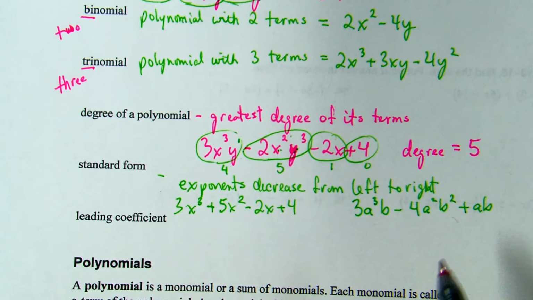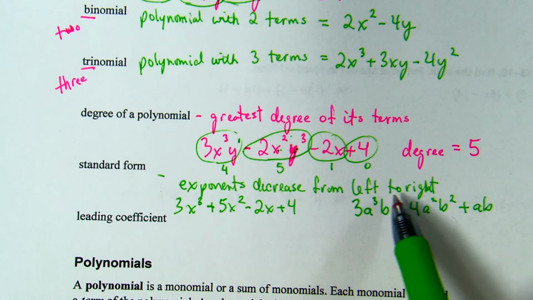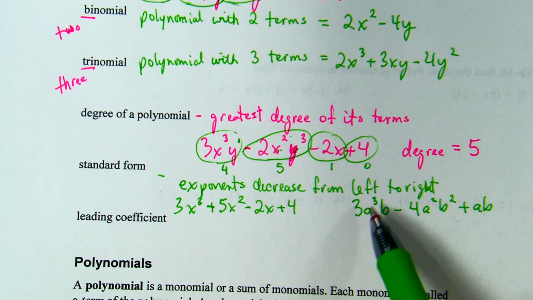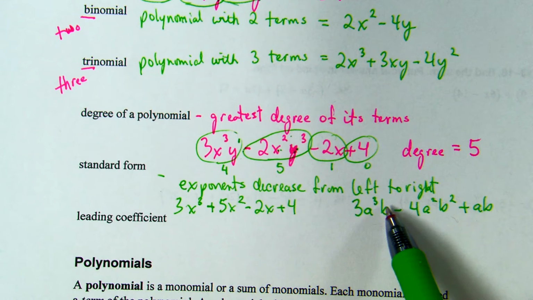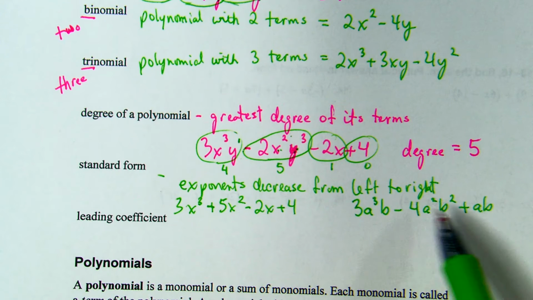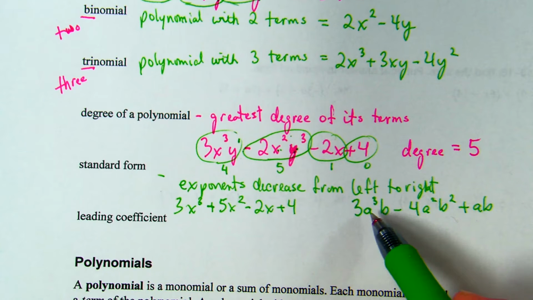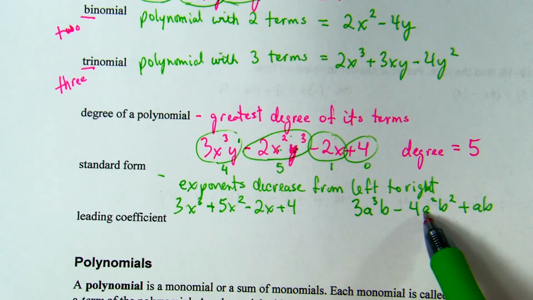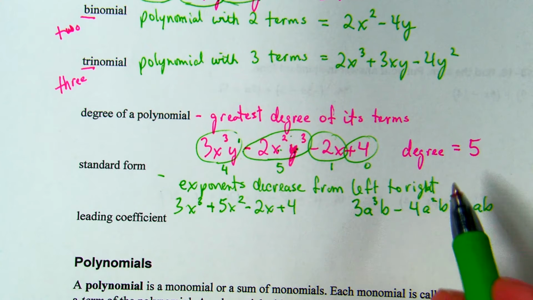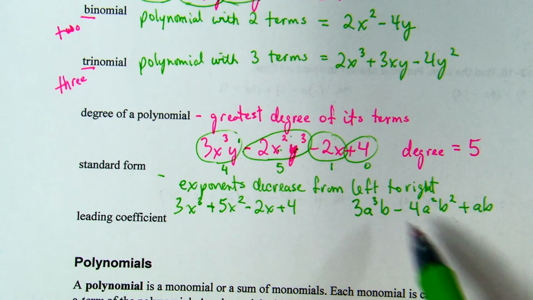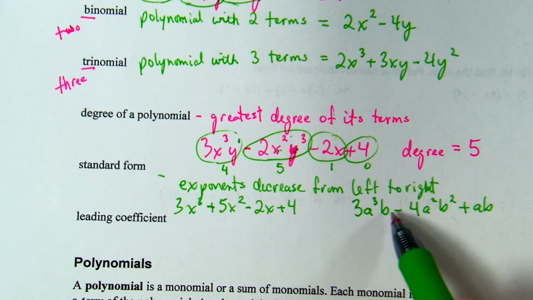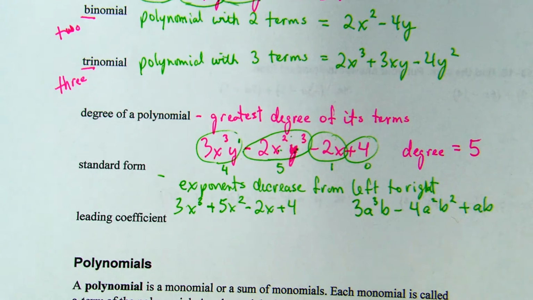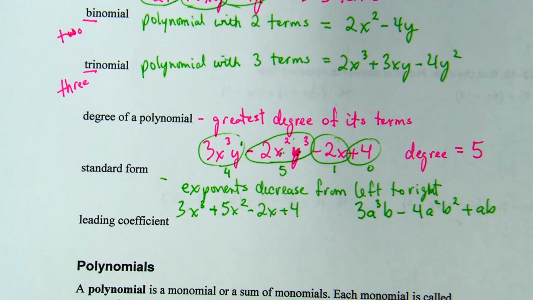Okay, well, if you look at this term and this term, they both are degree 4, because you have 3 and 1 here, and 2 and 2 there, which both equal 4. But I have an a cubed, and so a cubed takes precedence over an a squared. So in this case, the standard form with mixed variables is 3a cubed b minus 4a squared b squared plus ab. And that would be how you would write this in standard form.